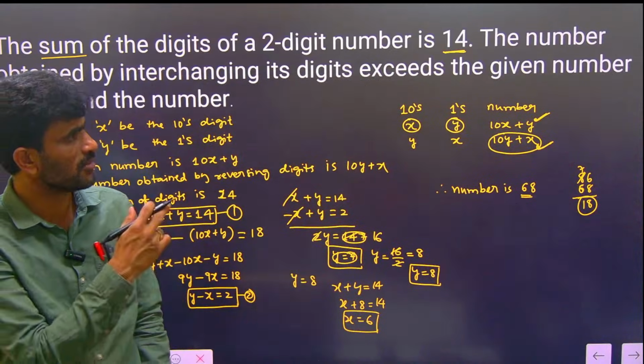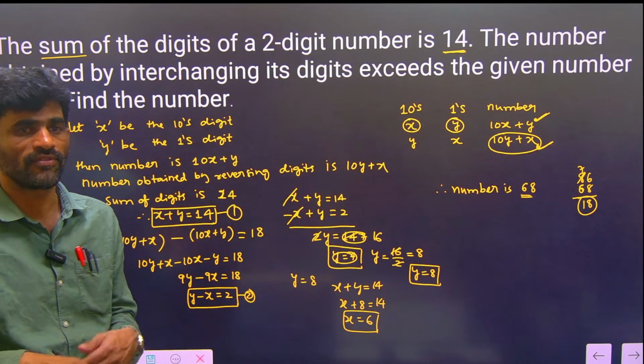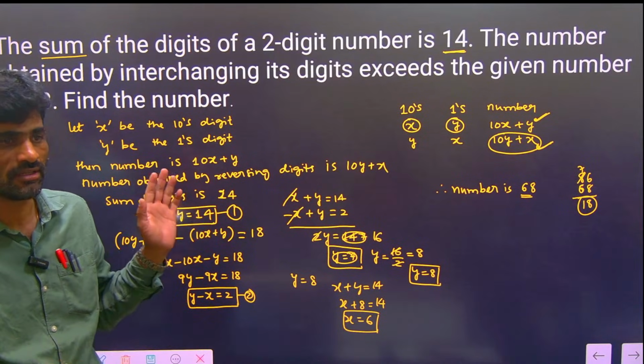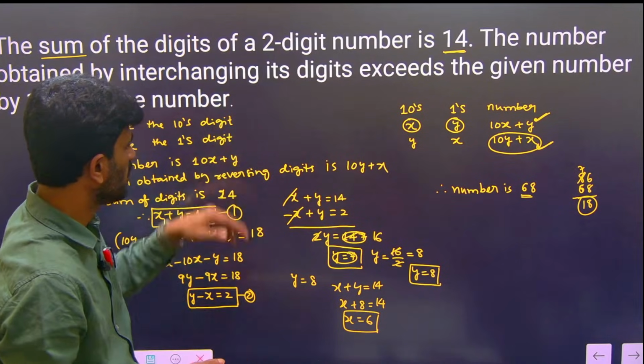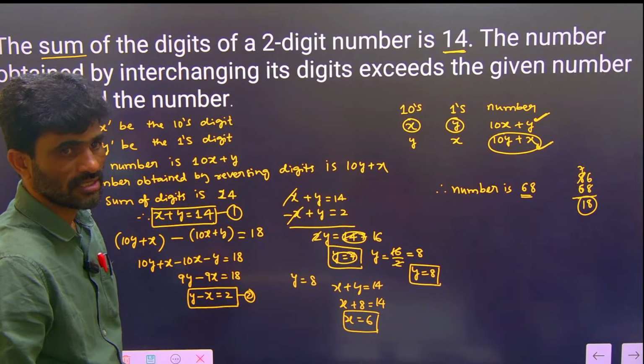After getting the answer, is it coming according to the question correctly? When you add the digits, you have to get 14. And after interchanging the digits, it should be 18 more. So when you subtract both, you have to get the result 18. So according to the given information, is it tallying or not? You have to check it. You can verify whether the answer is correct or not.